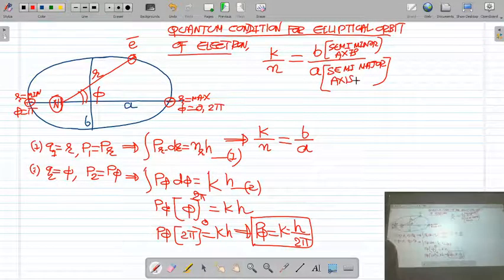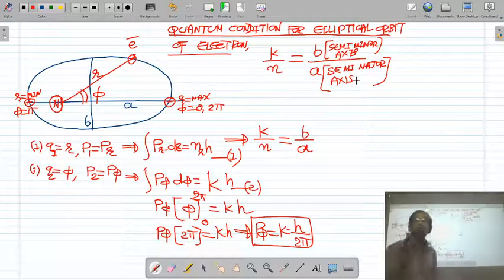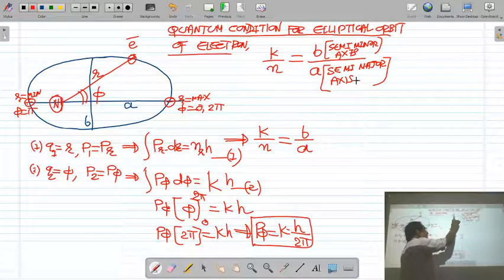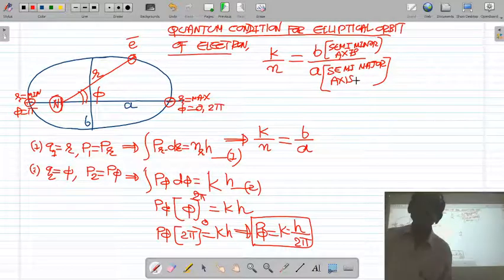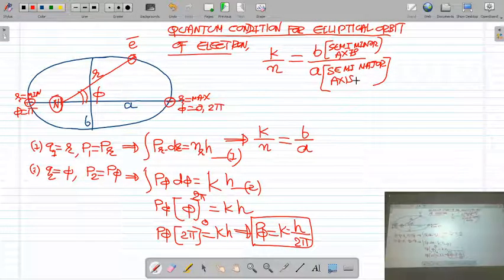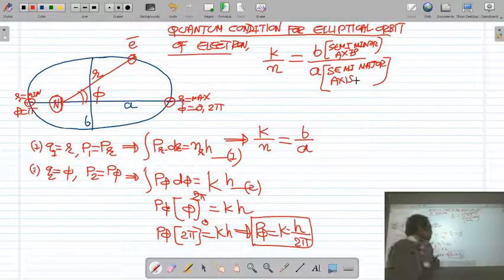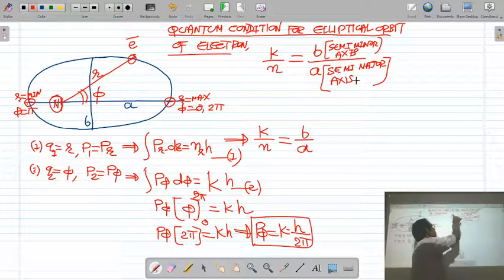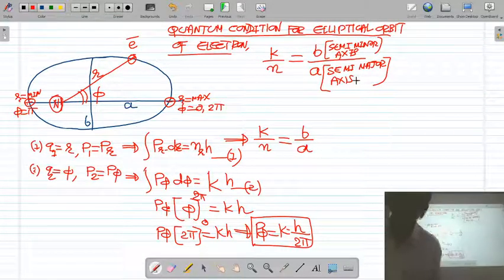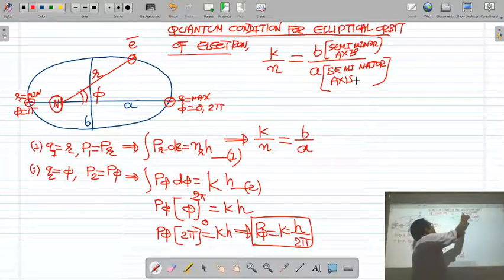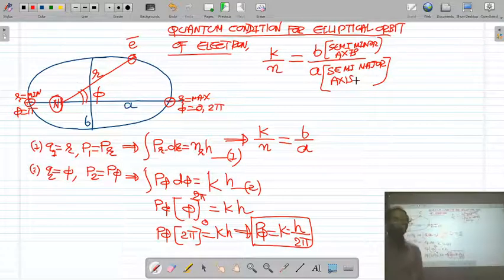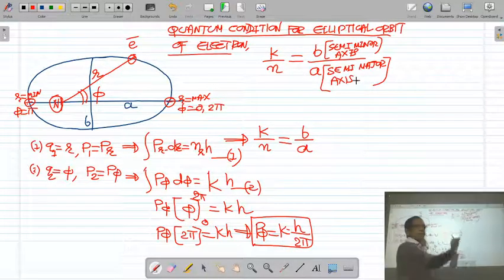What this condition says is that classically, out of all the possible elliptical orbits around the nucleus, the electron could move only in those elliptical orbits in which the ratio of semi-minor axis b to semi-major axis a is equal to the ratio of two integers, the azimuthal quantum number k and the principal or total quantum number n.